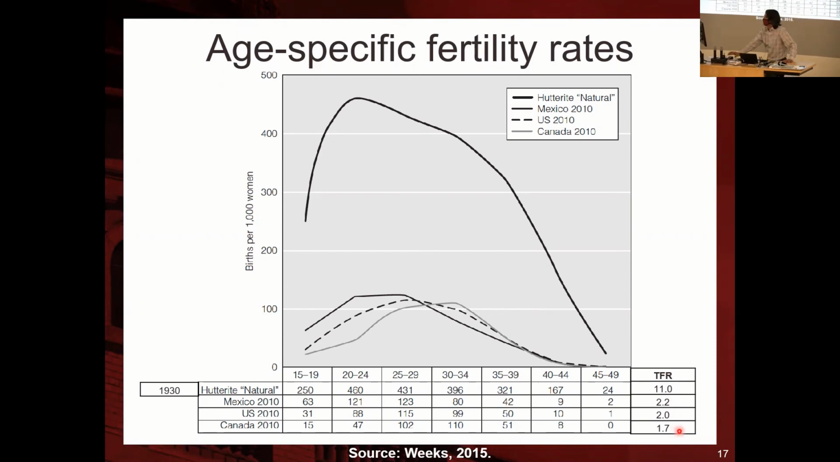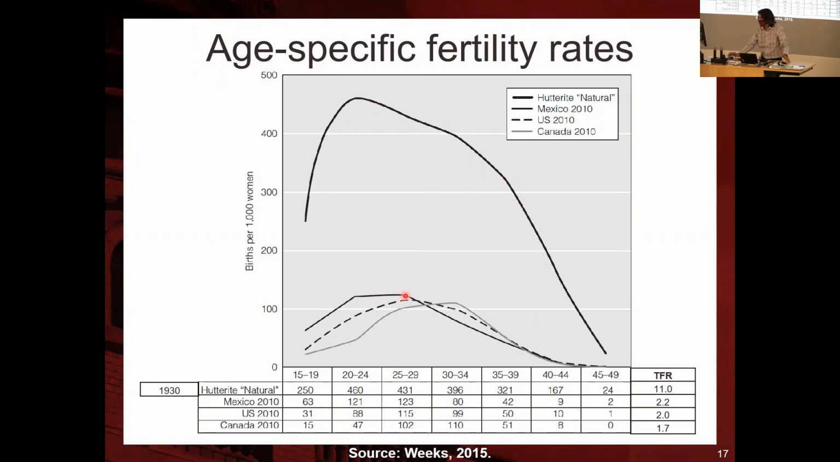So here's the analysis of the drop in the level of fertility. But the graph shows us more than that. The graph shows us a difference in pattern. Among the Hutterites, the highest level of fertility was among women between the ages of 20 and 24. And then it started to drop afterwards. In Mexico, it's kind of equal for women between 20 and 24 and 25 to 29. So the level dropped and women tend to have children a little later.